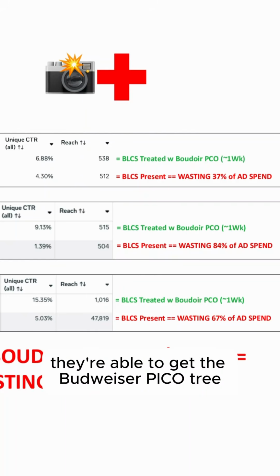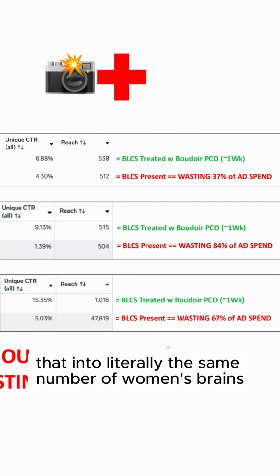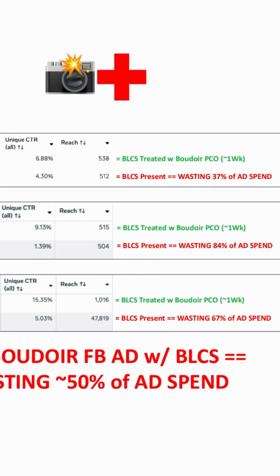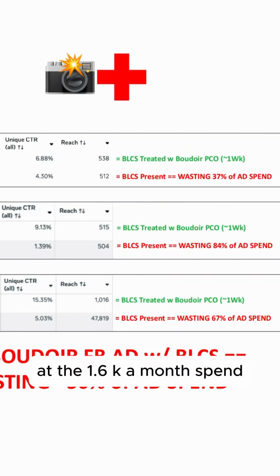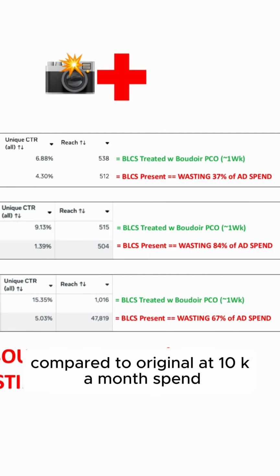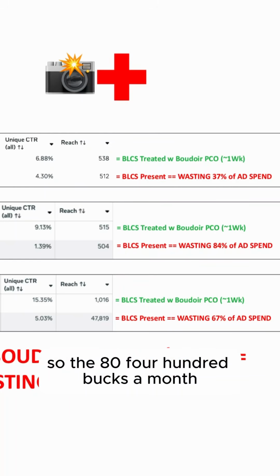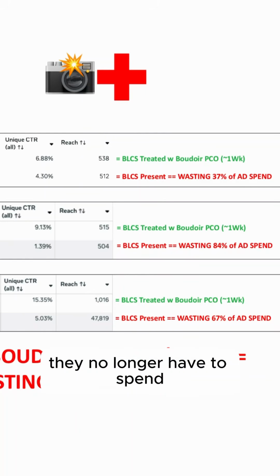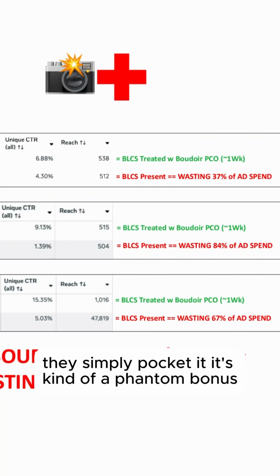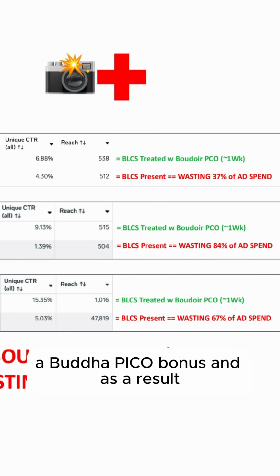They're able to get the Boudoir Pico treated ad into literally the same number of women's brains at the 1.6K a month spent compared to original at 10K a month spent. So the 8,400 bucks a month, they no longer have to spend. They simply pocket it. It's kind of a phantom bonus, a Boudoir Pico bonus.